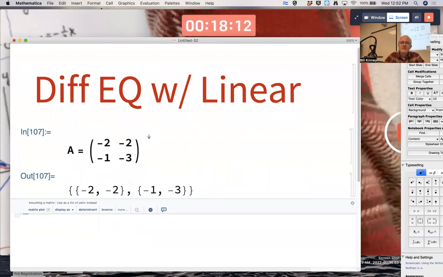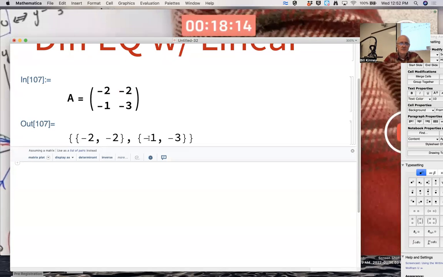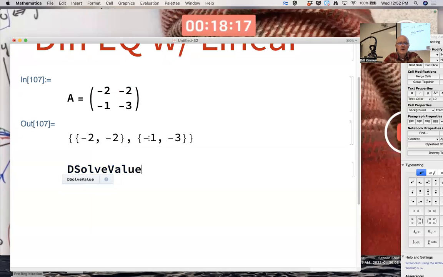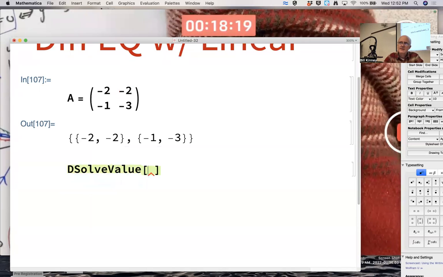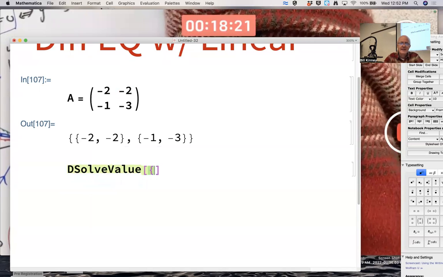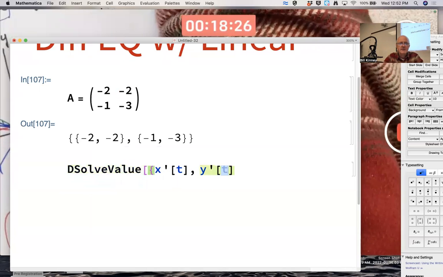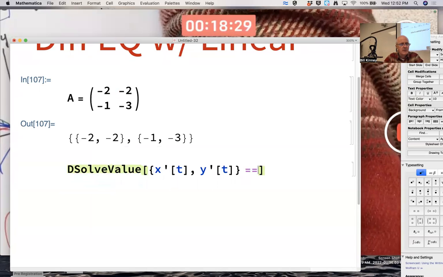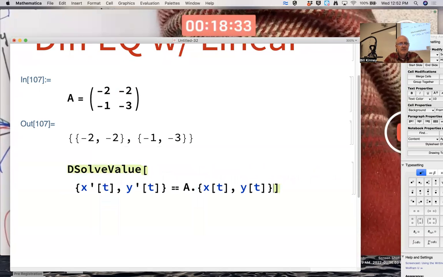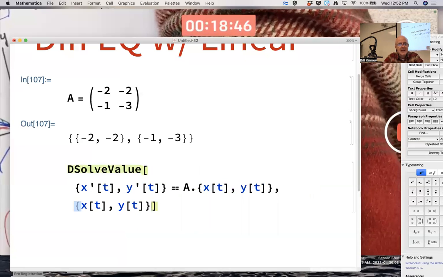One thing I could do is use DSolveValue. It's been a while since I tried this, but I think I can use it in vector form like this. I think I could use curly braces, x prime of t, comma, y prime of t, curly braces, equals A times x of t, comma, y of t. The period means times. And I'm putting these things in lists, that is a way Mathematica will treat them as vectors. I'm solving for both x of t and y of t, and t is the variable.